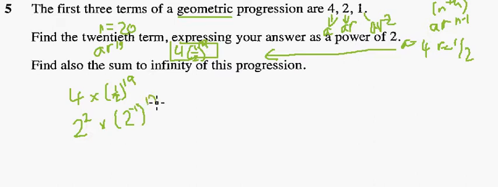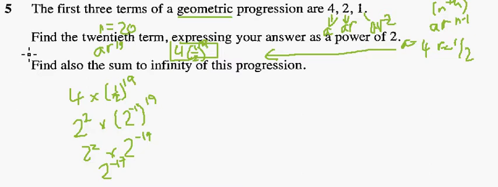So this is 2 squared times 2 to the minus 1 to the 19. I've just replaced the half with 2 to the minus 1, which is the same as 2 squared times 2 to the, well, a to the b to the c, we take those two numbers and multiply them together. So this is 2 to the minus 19. And if you've got 2 squared times 2 to the minus 19, you just add the powers. And so this is 2 to the 17. And that's your answer to part 1.